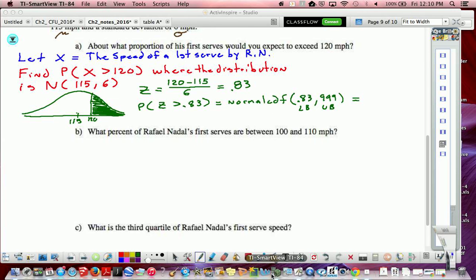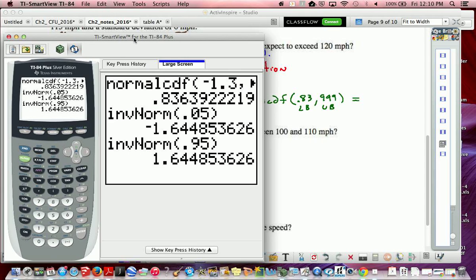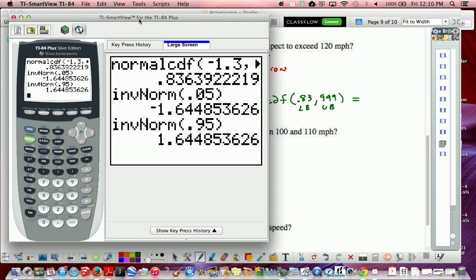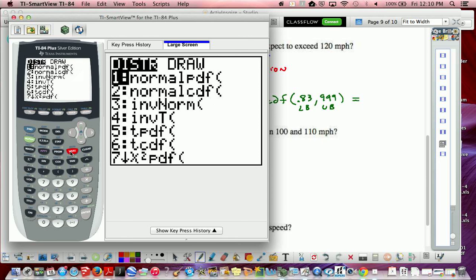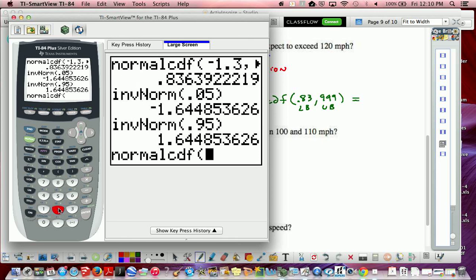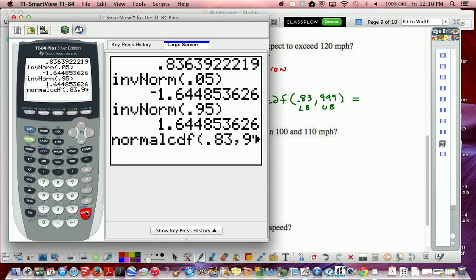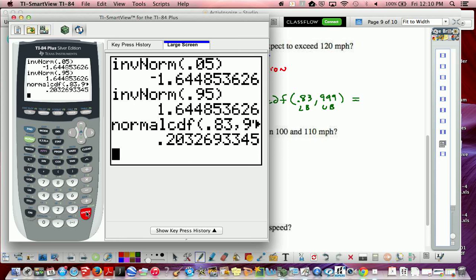So now, second VARS, number 2, 0.83 to infinity, 0.2033.